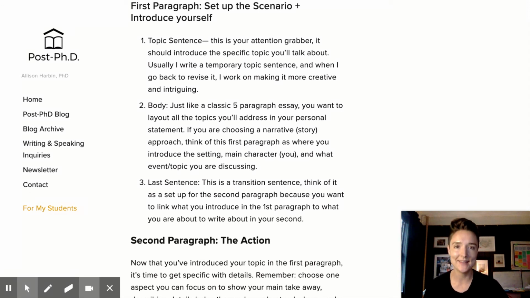And like a thesis statement, in the last sentence, you want to set up your reader to read the second paragraph. This is called a transition sentence, and you want to think of it as the bridge, where you're saying, here are all of the things that I'm going to talk about in this essay, and first, in the next paragraph, I'll be talking more specifically about it.